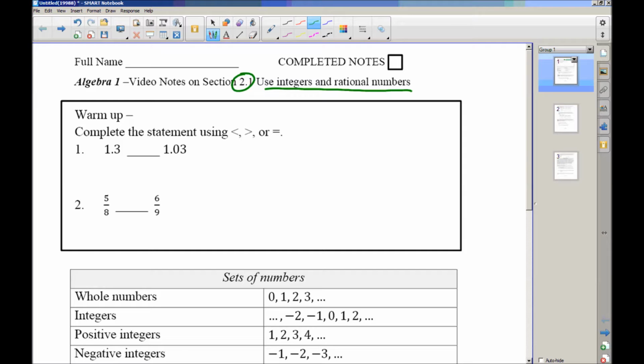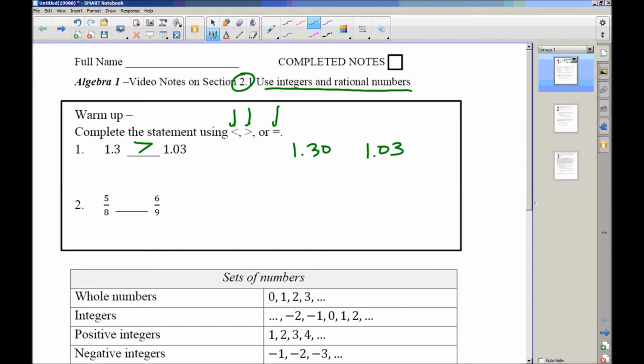All right, so for a warm-up, it says complete the statement using, remember, less than, greater than, or equal to. Okay? So we have 1.3 and 1.03, and sometimes I'll tell people to make sure you have the same number of decimal places after the decimal. It's easier to see. So this is like $1.30 or $1.03. So $1.30 is definitely bigger.